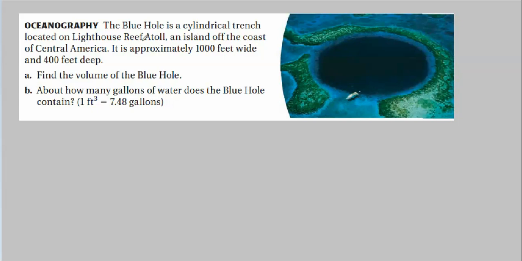Well, it's 1,000 feet wide. That would mean the radius was 500 feet, wouldn't it? And it's 400 feet deep, so we just use our pi r squared, the base, times h. So we get pi times 500 squared times 400.